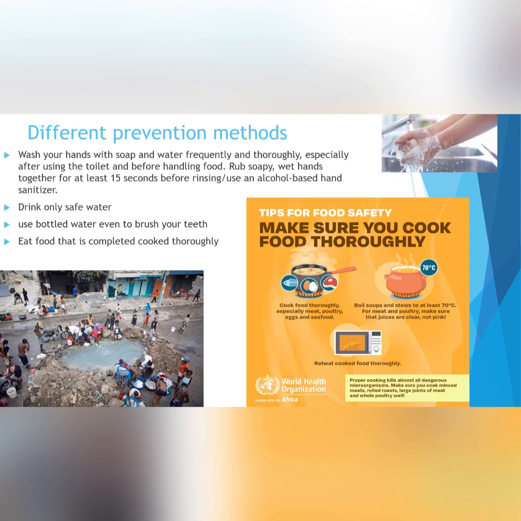Use bottled water to brush your teeth if you live in contaminated regions, and eat food that is cooked thoroughly. On the right-hand side you can see a poster issued by the World Health Organization Regional Office for Africa, which tells you how to cook your food thoroughly to ensure food safety.